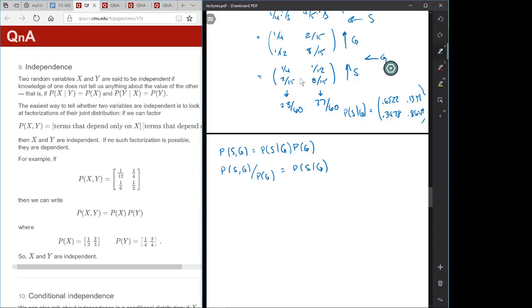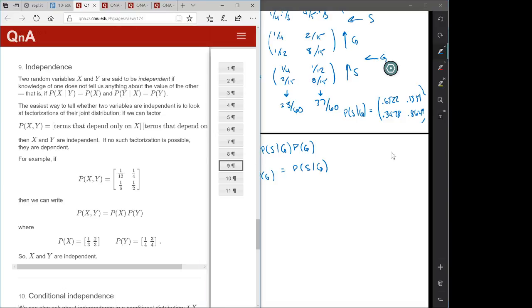To get P of G, all we have to do is marginalize this table, which means summing out across values of S. This is the marginal probability of seeing G, and this is the marginal probability of seeing not G. And then we just do the division, which is what I did here, and get that conditional probability table. All right, so hopefully that's clear.